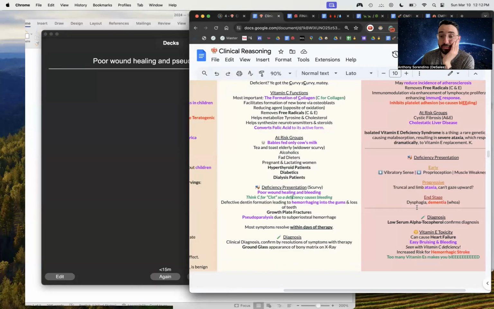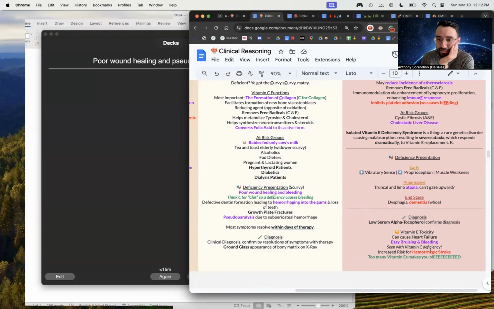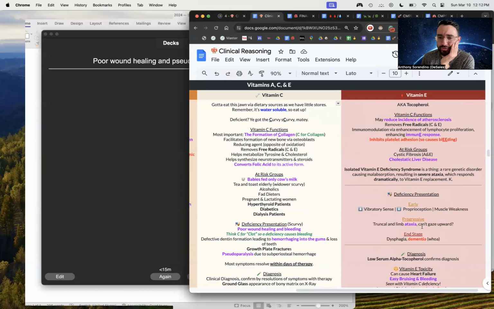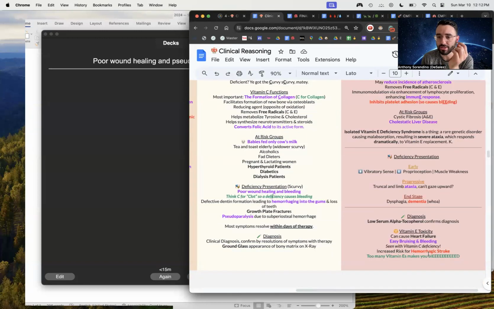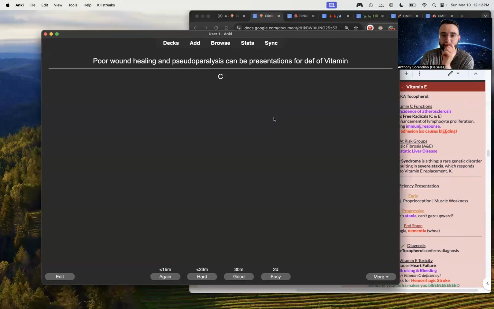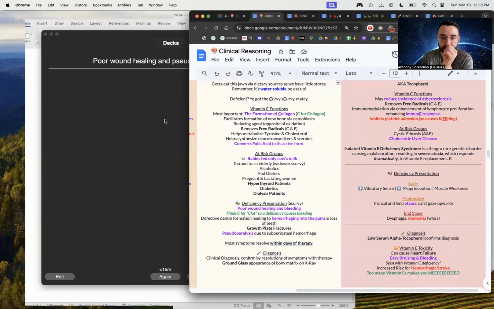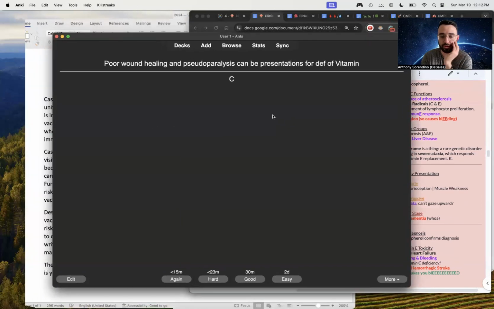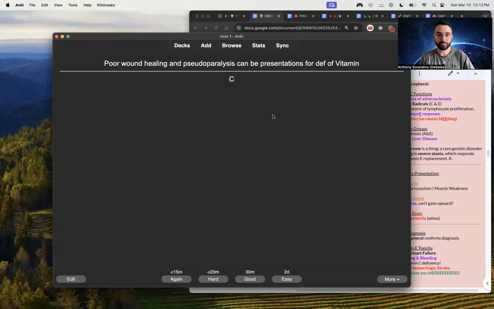So deficiency, that's the important thing. Toxicity of E is what's going to cause hemorrhagic stroke and more bleeding. Too much vitamin E makes you bleed. That's a really, really important thing there. C is going to be the opposite. You need vitamin C to be able to coagulate properly. So if you have a deficiency in C, then that's where you're going to get that poor wound healing and bleeding. So that's a really important thing to note there.